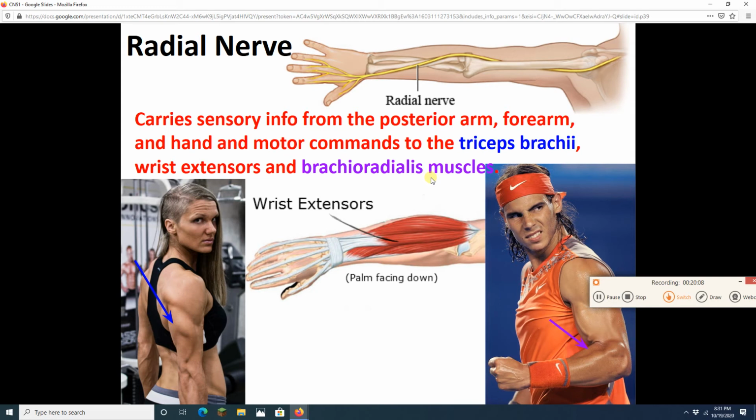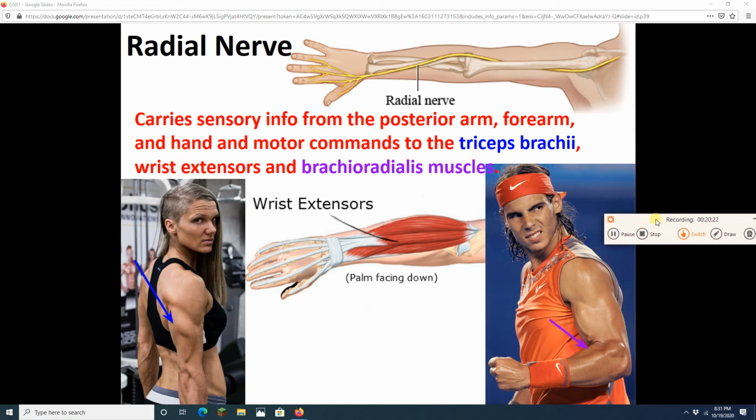Next up, the radial nerve. Radial nerve is all about the back: posterior arm, posterior forearm, posterior hand. That's the sensory component. So radial, towards the back. Okay?